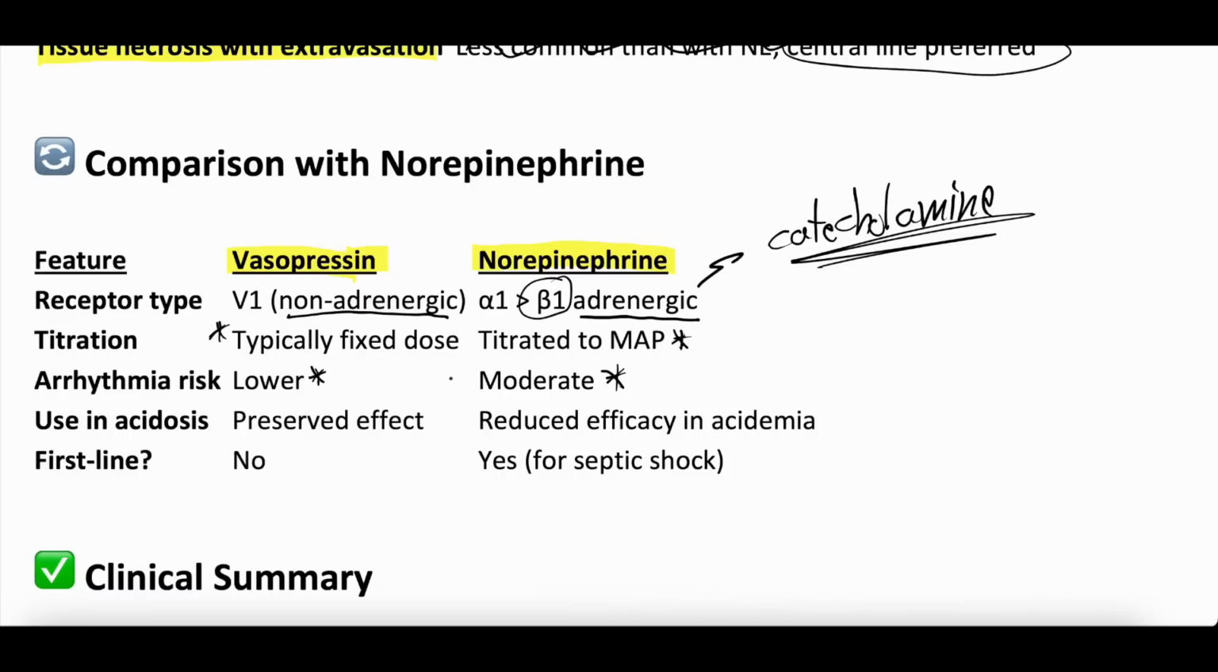People say that vasopressin works better when a patient is acidemic as compared to catecholaminergic vasopressors like norepinephrine. How much of that is clinically meaningful is tough to say, but theoretically vasopressin maintains its effect even in acidemic environments compared to a vasopressor like norepinephrine, which theoretically does not work as well in acidemic environments. And then vasopressin is second line in septic shock, norepinephrine is first line in septic shock.